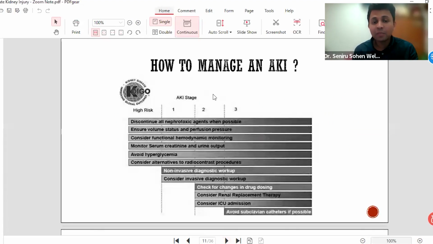Management would be identify patients who would need urgent and emergency management, ensuring the volume status, measuring the creatinine and the urine output regularly, and finding out the cause and treating the cause for the AKI, as well as doing ultrasounds and performing the normal laboratory investigations to find out the cause and to exclude obstruction. Changing the drug doses may be important in certain drugs because drugs can be excreted renally, and if these drugs accumulate, then there may be problems.